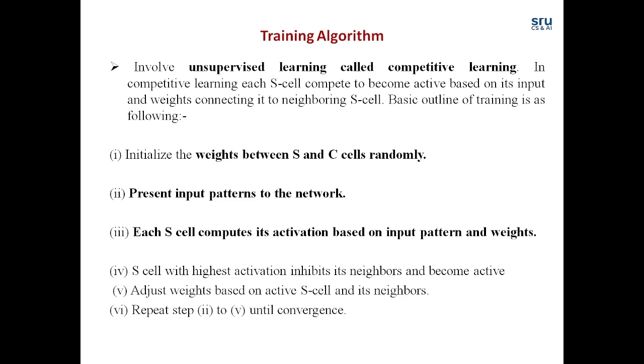First of all, we have to initialize the connecting weights between S and C cells randomly. Then we have to present input patterns to the network. Here each S cell computes its activation based on input patterns and weights. The S cell with highest activation inhibits its neighbors and becomes active. Adjust weights based on the active S cell and its neighbors. Then repeat the process from step two to five until convergence is achieved.